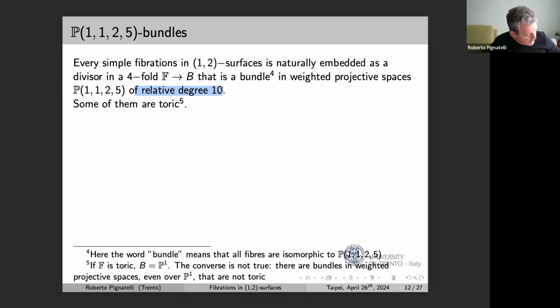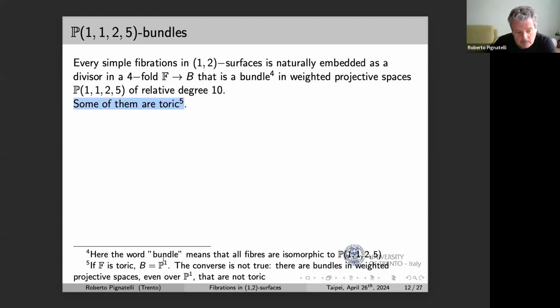Now, what I'm planning to do, and in fact am working on, is studying these fourfolds. Fibrations in weighted projective spaces are essentially not studied anywhere. So part of the work was doing some part of this. They are not much different from fibrations in standard projective spaces, but there are some differences. And one difference is here: some of these fourfolds are toric.